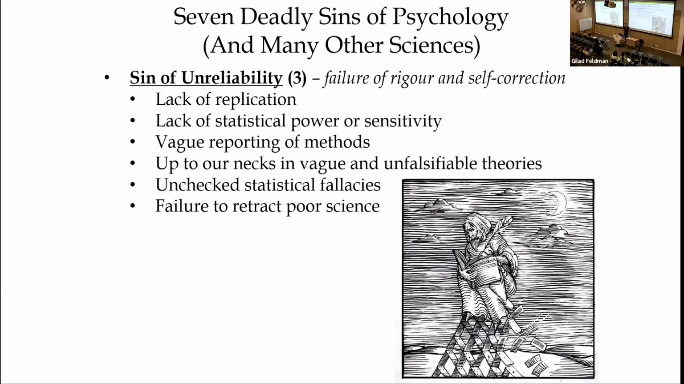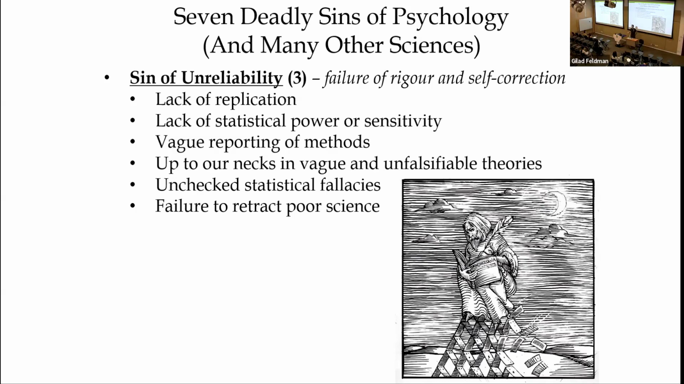The sin of unreliability, so the failure of rigor and self-correction. We don't do replications, we don't do enough statistical power analyses, all sorts of other problems. And even when we identify problems, if you go to Srull and Wyer 1979, we already know that there's an error in there because the original author said so. We already know that this doesn't replicate once, it doesn't replicate twice, but it's still there. Nothing on the article actually says that there's a problem there.